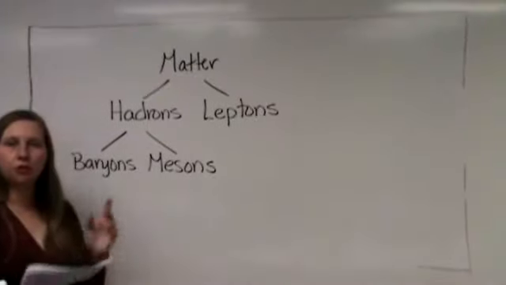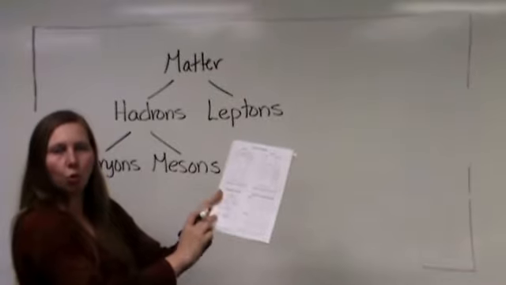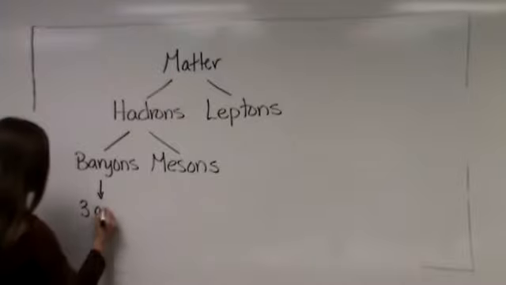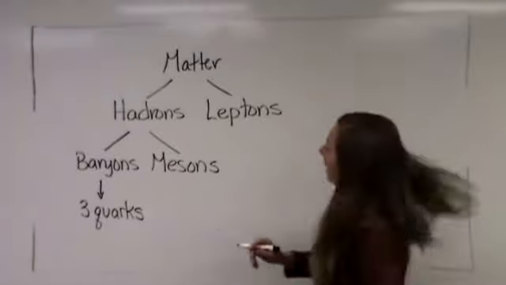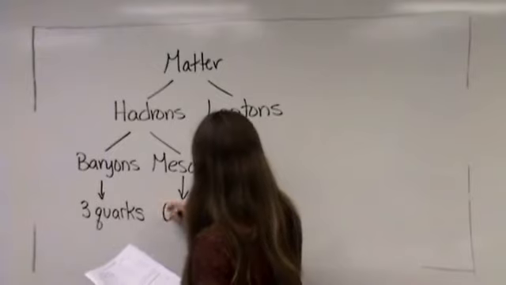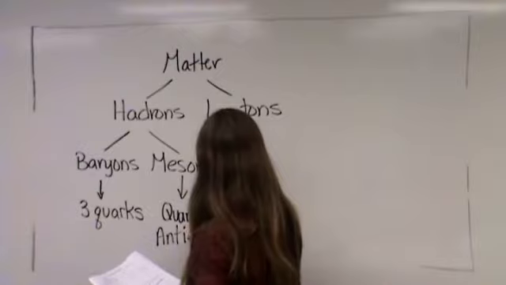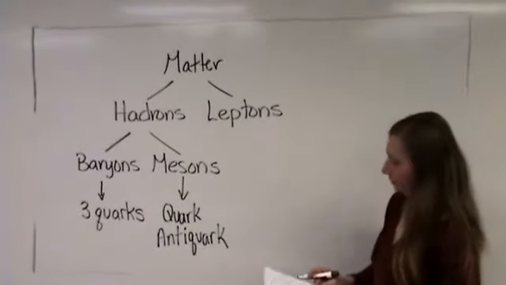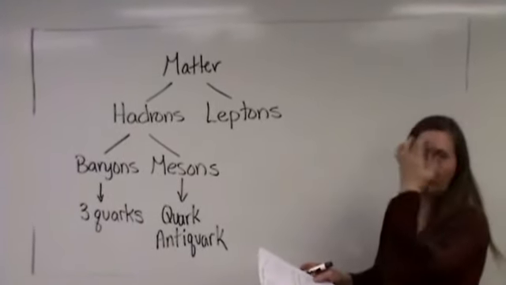Now, you can also see clearly from the chart that baryons are composed of 3 quarks each. So every baryon is composed of 3 quarks. And every meson, according to the chart, is composed of a quark and an anti-quark. All right? So we get all of this information straight from the chart. We don't have to memorize anything.